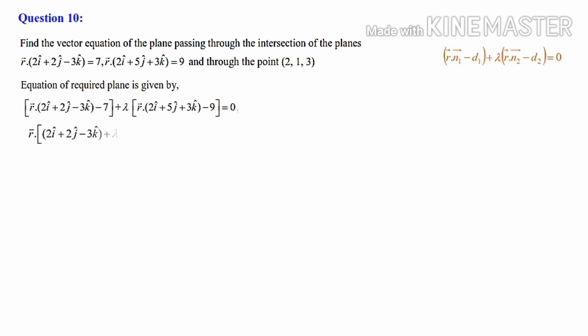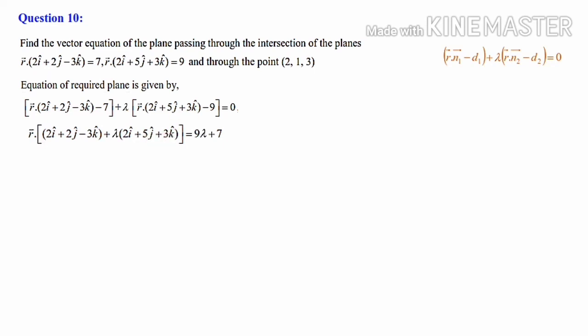Let's take the common vector r out. Here there is (2i cap + 2j cap - 3k cap) as the balance, plus lambda into (2i cap + 5j cap + 3k cap) as the balance. So vector r I have taken outside, and here the balance is lambda into this term.